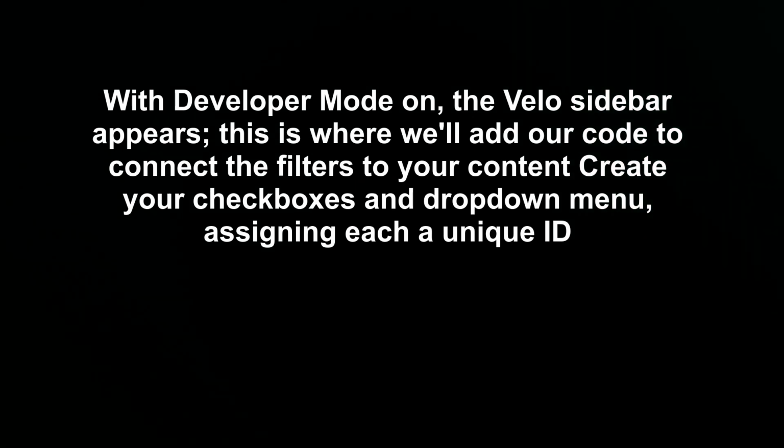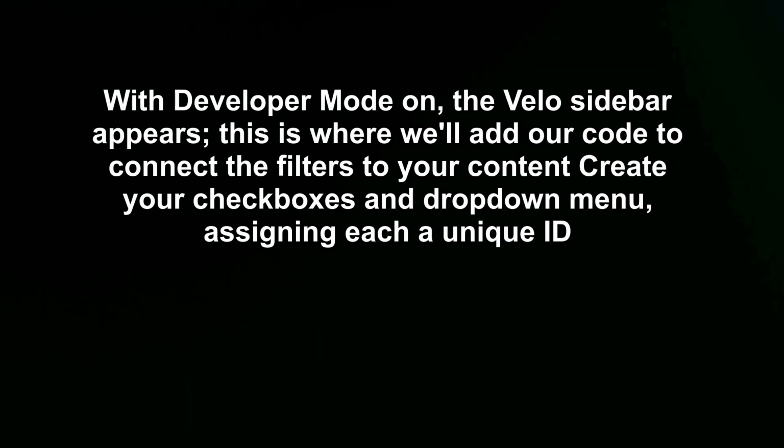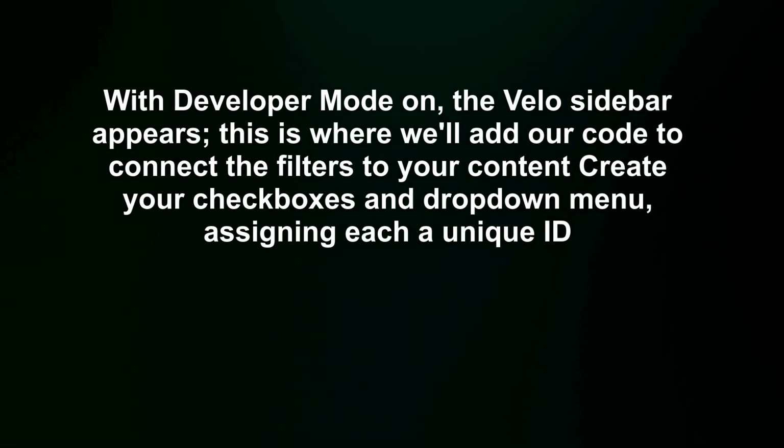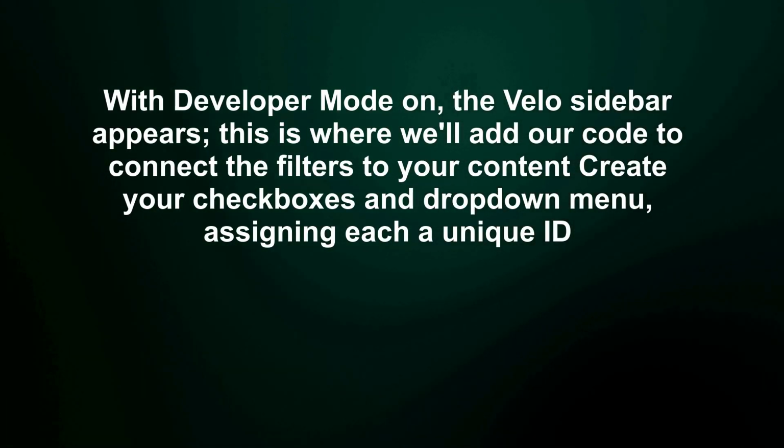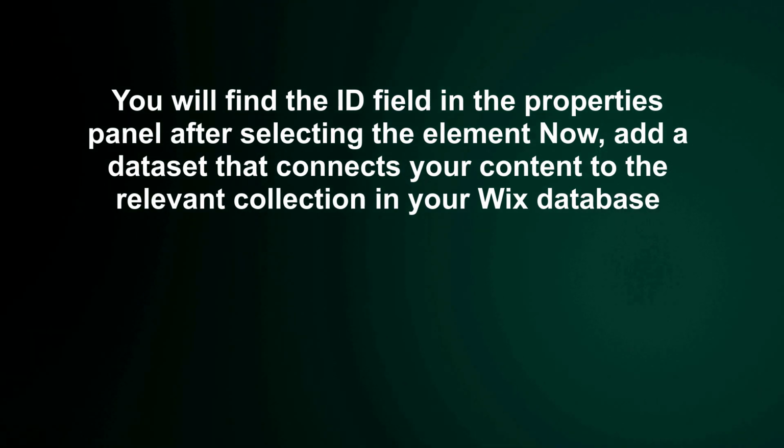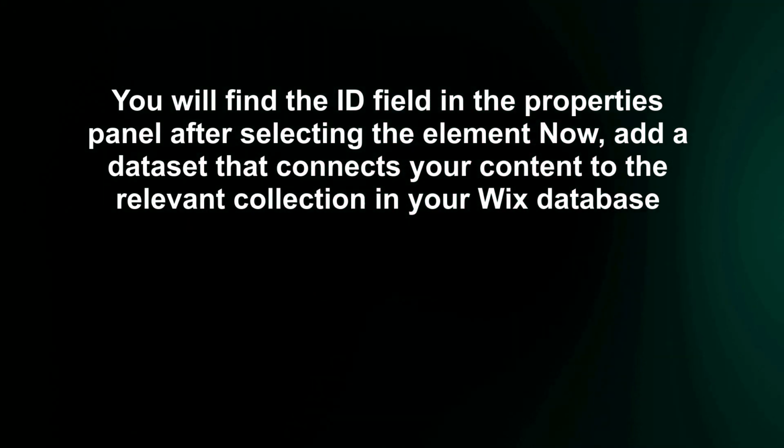This is where we'll add our code to connect the filters to your content. Create your checkboxes and drop-down menu, assigning each a unique ID. You will find the ID field in the Properties panel after selecting the element.